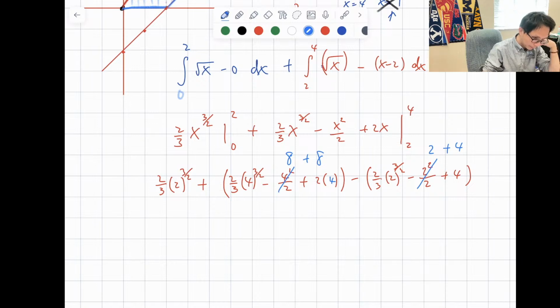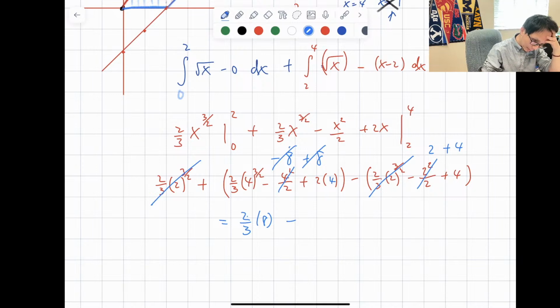What else can I simplify? Do you see something that's really big, really disgusting? This one and this one, right? When is negative 1 positive? Does that make sense? And now it's equal to 2/3 times 4 to the 3/2 power. What's 4 to the 3/2 power? 8, right? Minus what? The 8 and 8 cancel out.